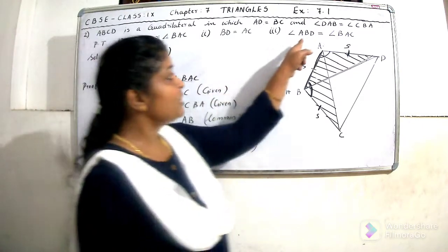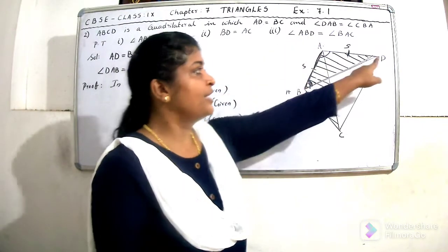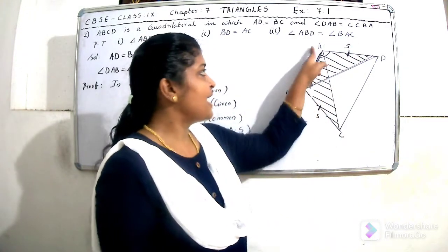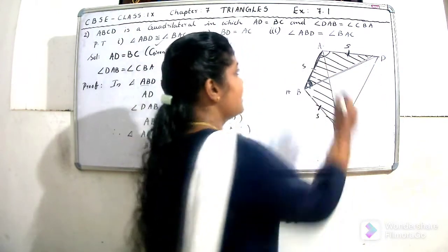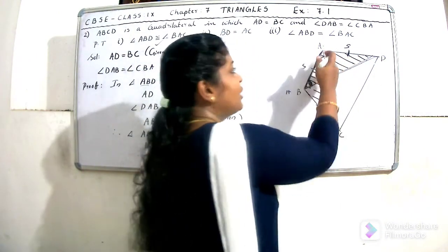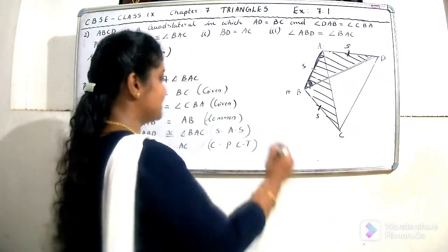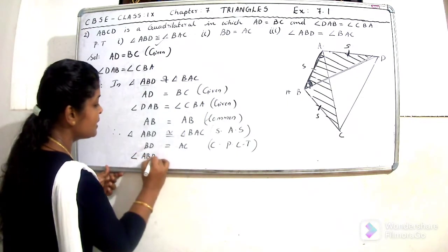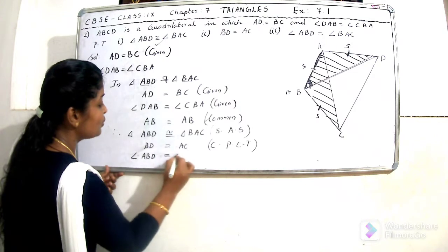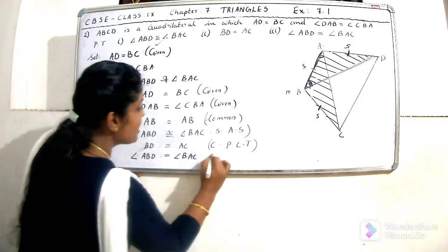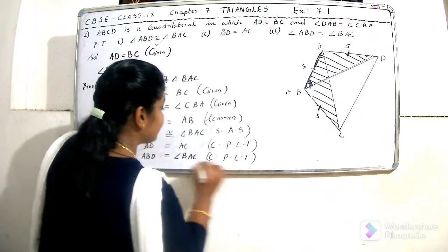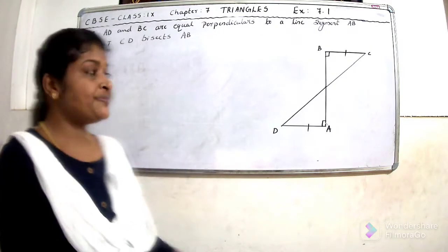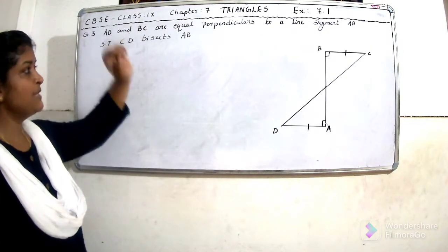Now come to the third question. Angle ABD, that means this angle, and BAC, that means this angle. Both are equal? Yes, both are equal by CPCT. So that also we can write for the third question. Angle ABD is equal to angle BAC by CPCT. Hence proved. This is the solution for the second question. Third question. AD and BC.